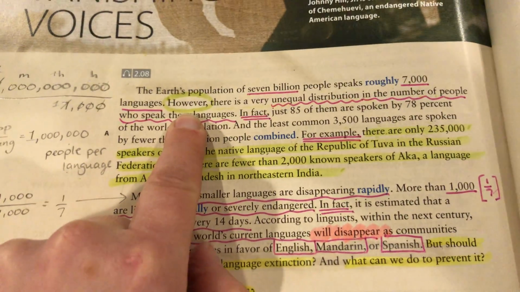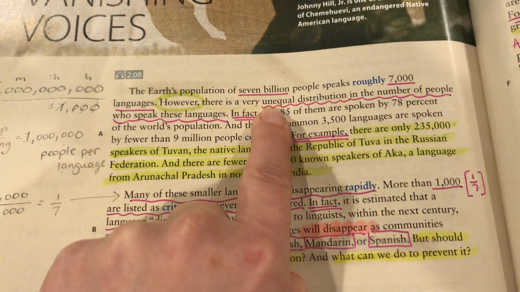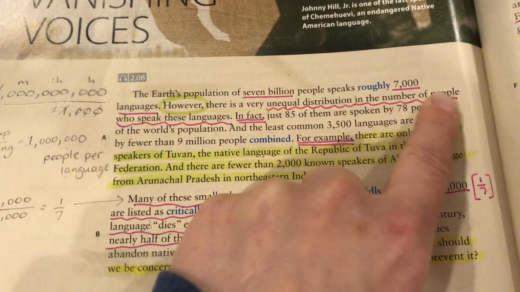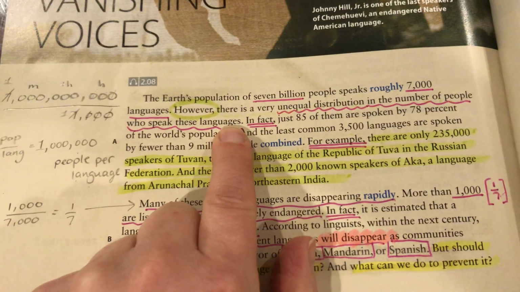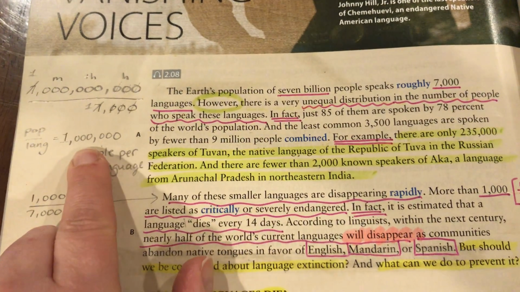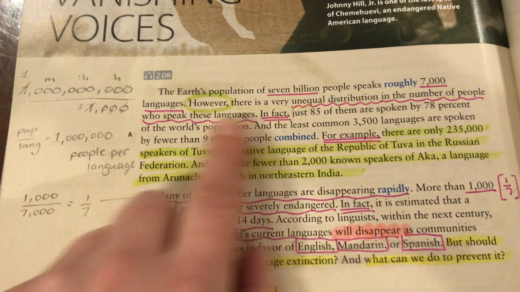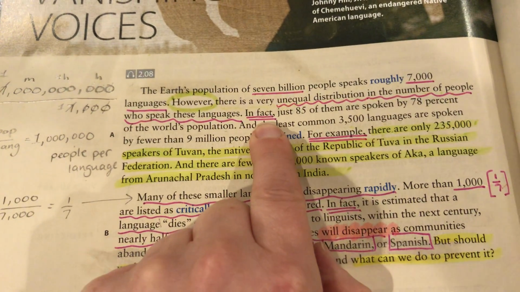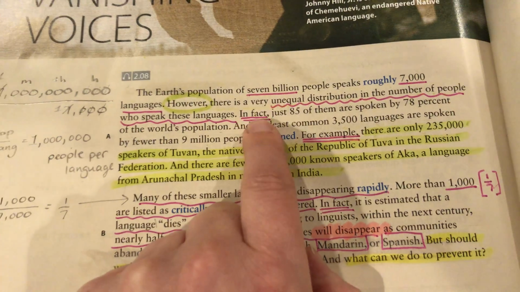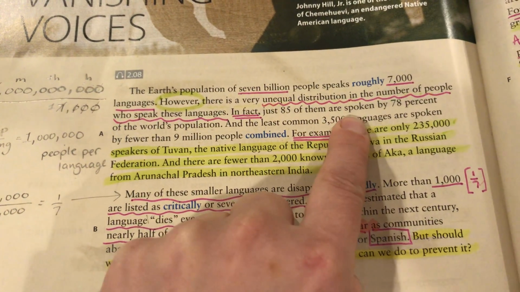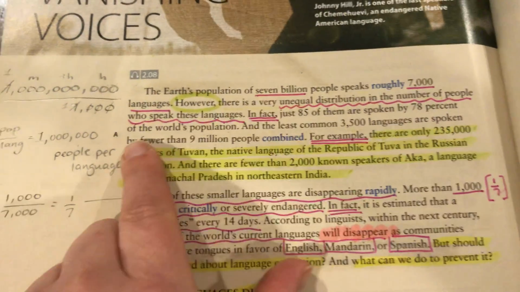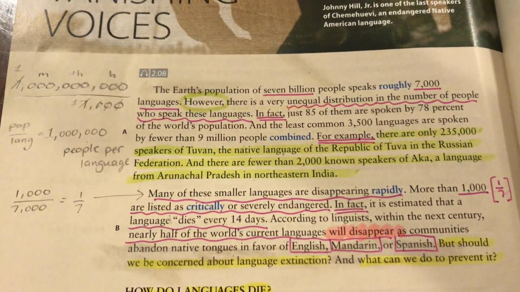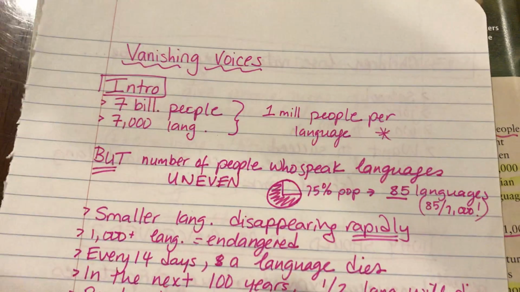But it says, however, there is a very unequal distribution or sharing in the number of people who speak those languages. It's not 1 million speakers for every language. There's an unequal distribution. In fact, this gives me more information. In fact, just 85 of them are spoken by 78% of the world's population. Okay, numbers again. This is getting hard for me to focus. So let's look at my notes.